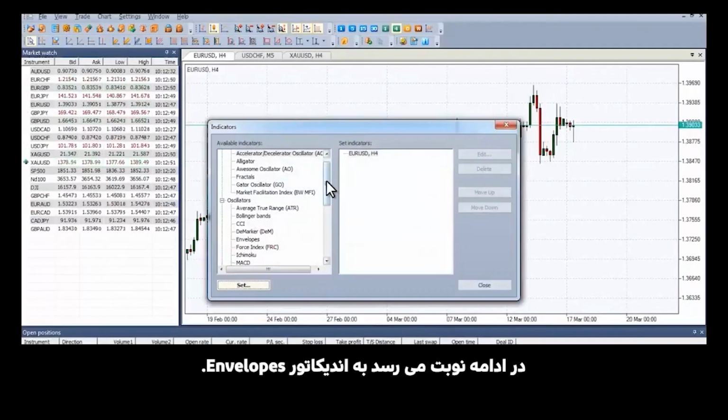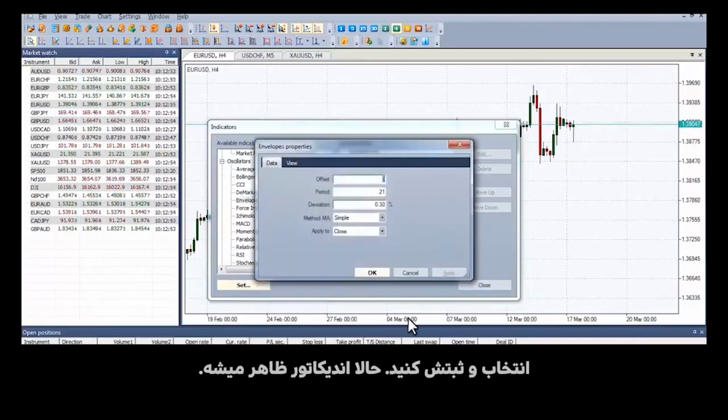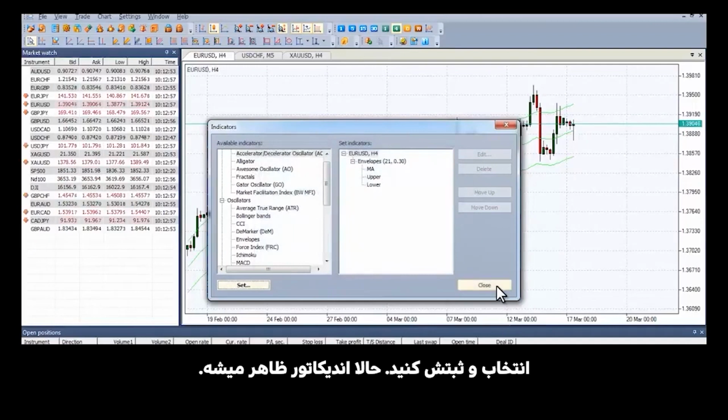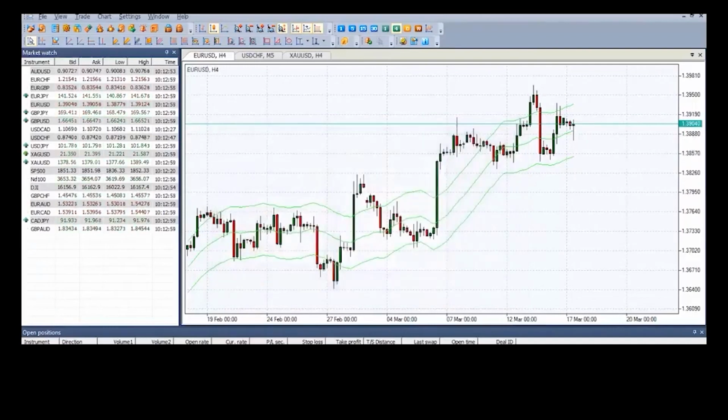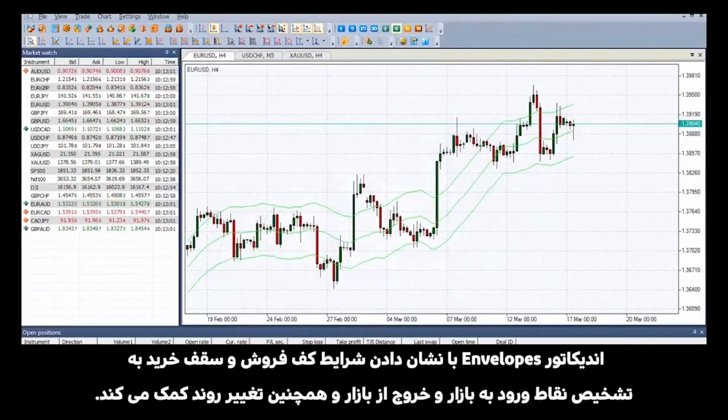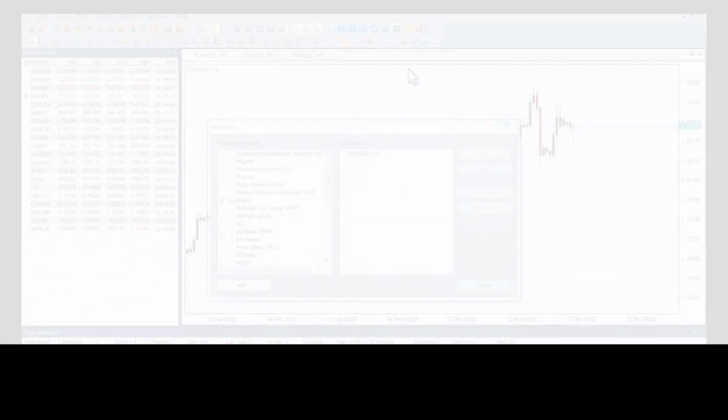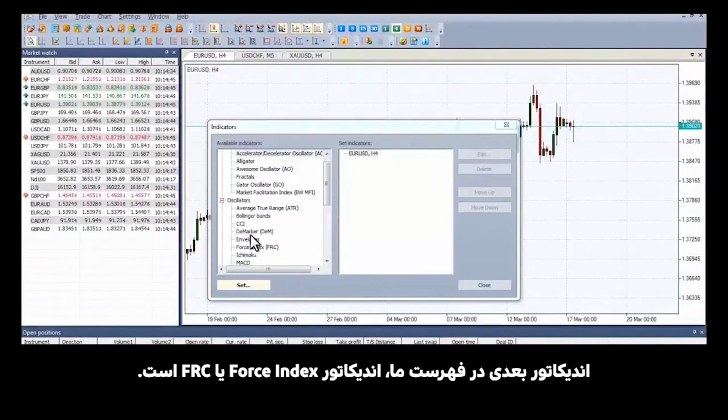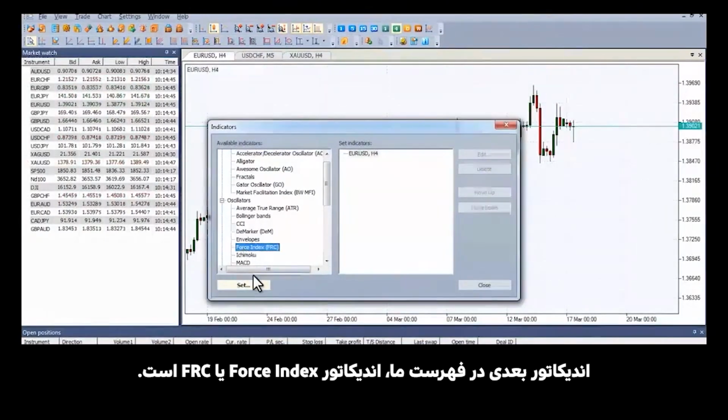Next on our list, we have envelopes. Select it, click Set, OK, and there we go. The envelopes indicator reflects the price overbought and oversold conditions, helping to identify the entry or exit points as well as possible trend breakdowns. Next on our list, we have the Force Index, or FRC.